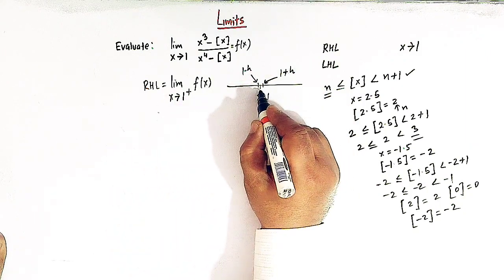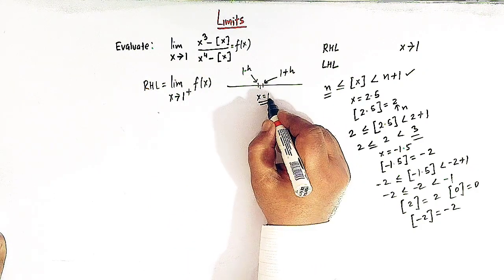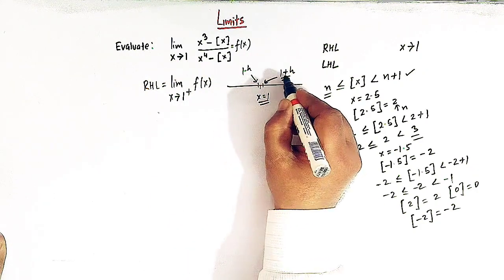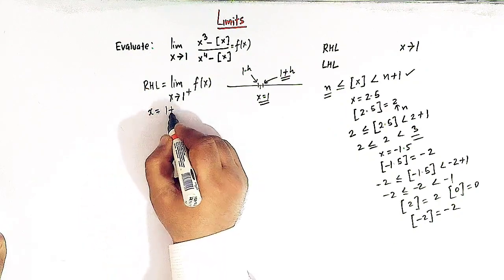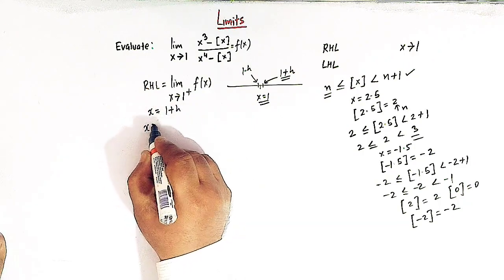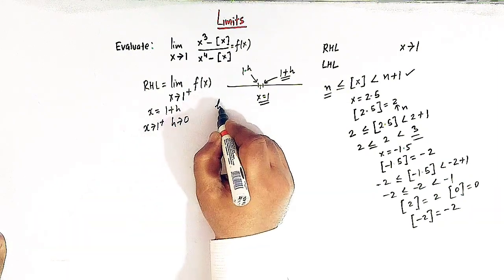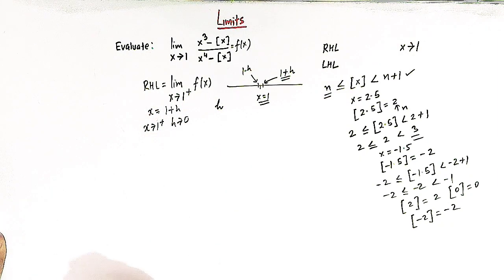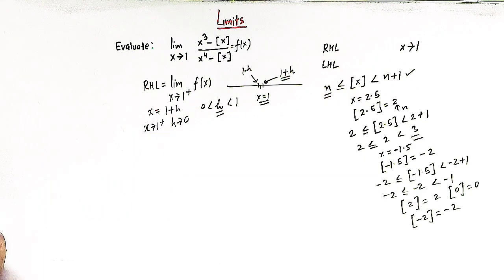So when we approach 1 from the right of x equal to 1, we have the point 1 plus h. So we'll take x equal to 1 plus h. We make this substitution, and when x tends to 1, obviously h tends to 0, and this quantity h is infinitesimally small. It is greater than 0 and less than 1. So h is a very small quantity.